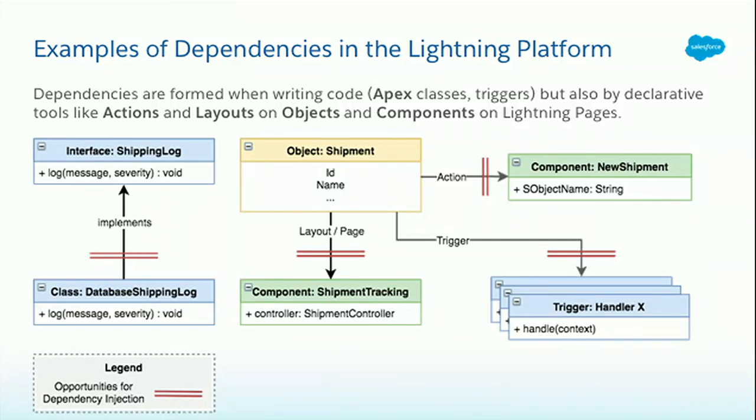So there's many dependencies on the platform, and the red lines on this diagram represent how we might think about those. Now, this isn't to suggest we should go to town and think about dependency injection at every single point where these are made. You need to think about the strategic places where those dependencies are formed and whether it's worth having that flexibility.